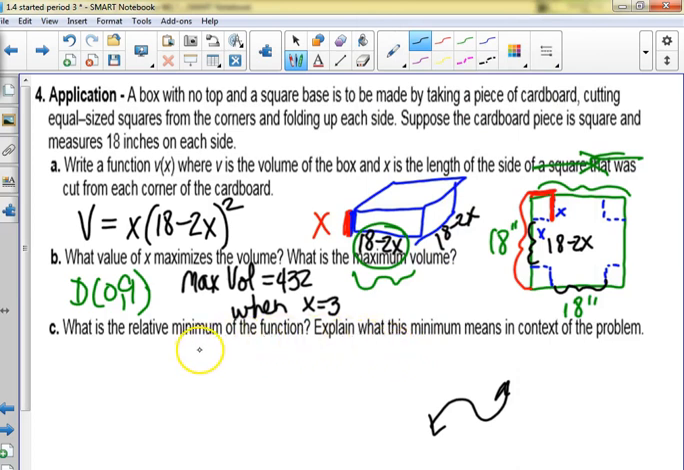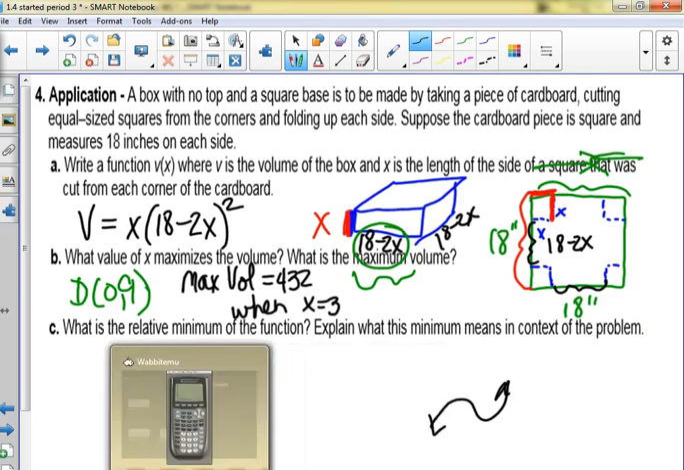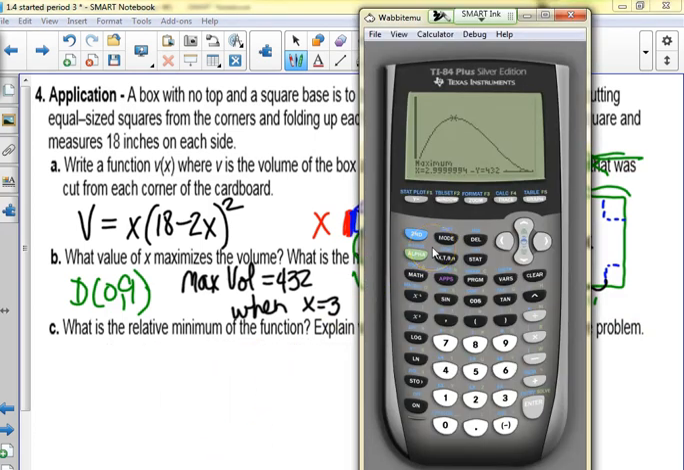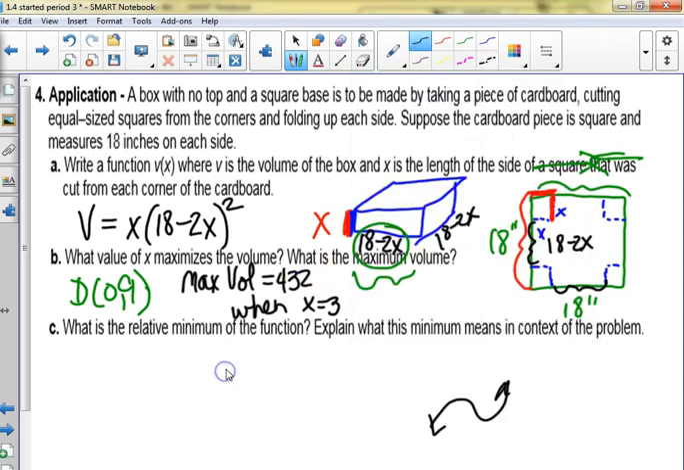What is the relative minimum of the function? Explain what this means in context of this problem. Well, the minimums are going to occur out here at 9 and at 0, right? Because you're not going to get a box. So I don't think we need to write that down. We're good. I'm not going to ask that on a quiz. Everybody good?